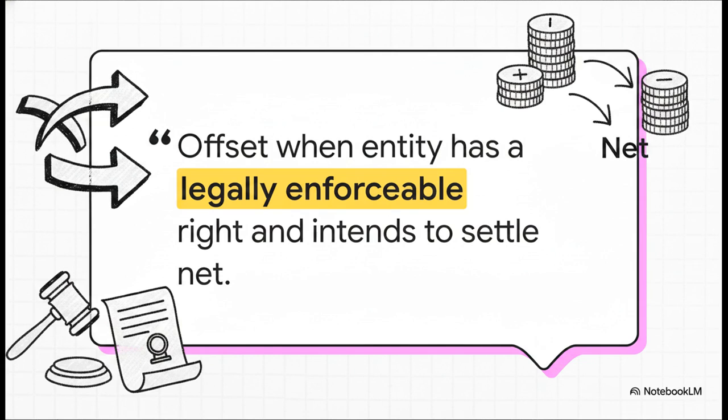You can only offset a financial asset and a financial liability and show them as a net amount when, and only when, you have a currently legally enforceable right to set off the amounts, and you actually intend to settle on a net basis, or simultaneously. It is a super strict 2-part test. You can't just mash them together because it looks cleaner.